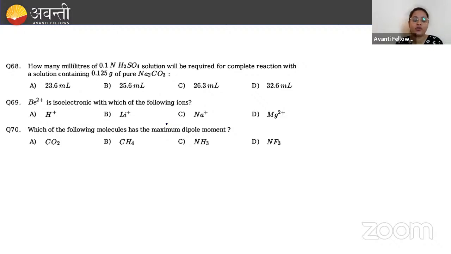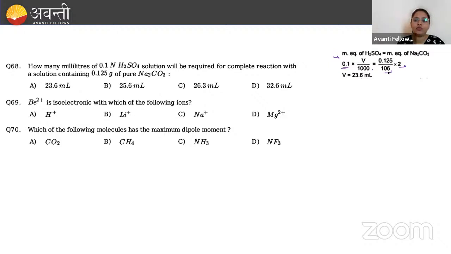For this reaction, we need to consider the equivalent concept. That means milliequivalents of H2SO4 will be equal to milliequivalents of Na2CO3. That is our formula. Milliequivalents means the normality, which is given as 0.1, into volume of H2SO4, will be equal to the milliequivalents of Na2CO3. So 0.1 is the normality, V divided by 1000. Volume we don't know right now. And 0.125 divided by 106, where 106 is the molecular weight of Na2CO3, and multiplied by 2.